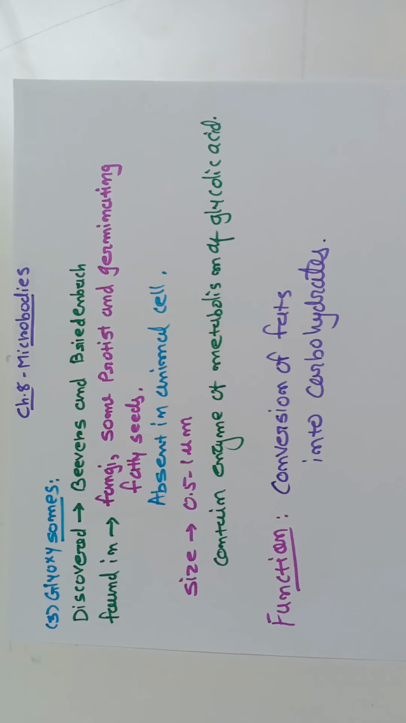In this chapter we studied the various types of organelles present in both plant cells and animal cells, which are a very important part and play a very important role in our body. Now in the next video we start the next new chapter.